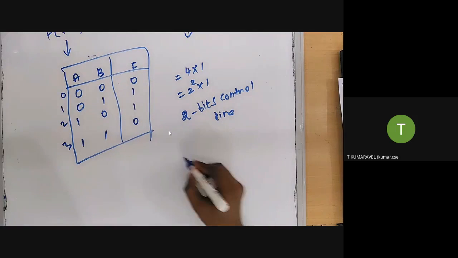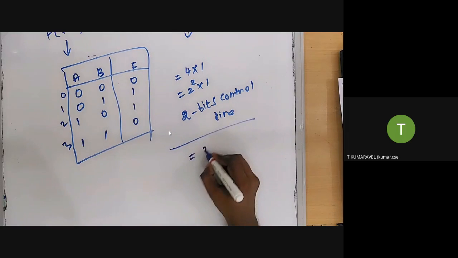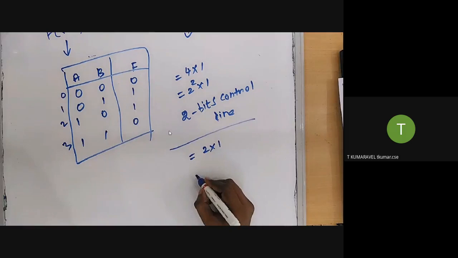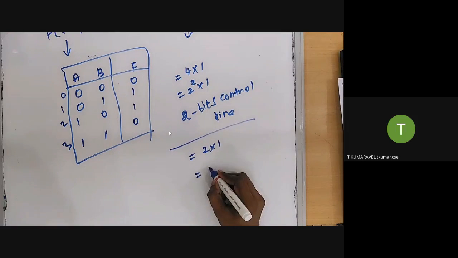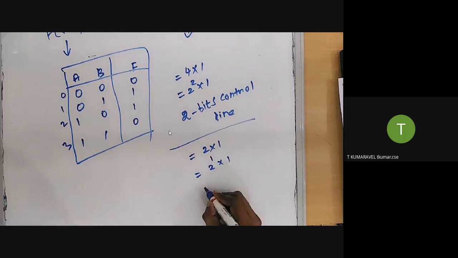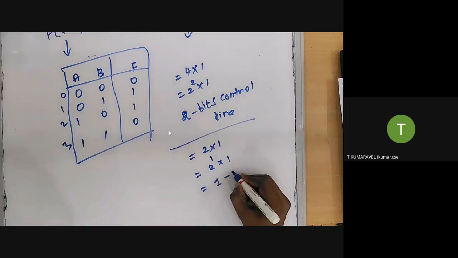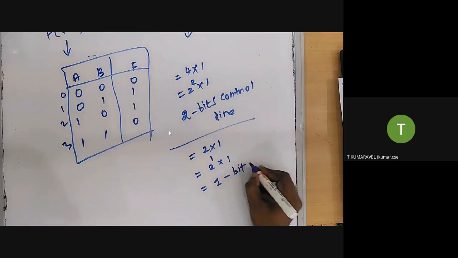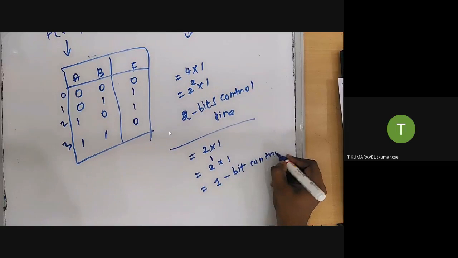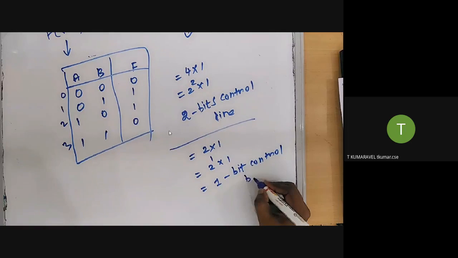But in the question, they asked you to implement that functionality using a 2 by 1 multiplexer. How do you write the 2 by 1? 2 power 1 into 1. So what is the meaning? One bit is acting as a control line.